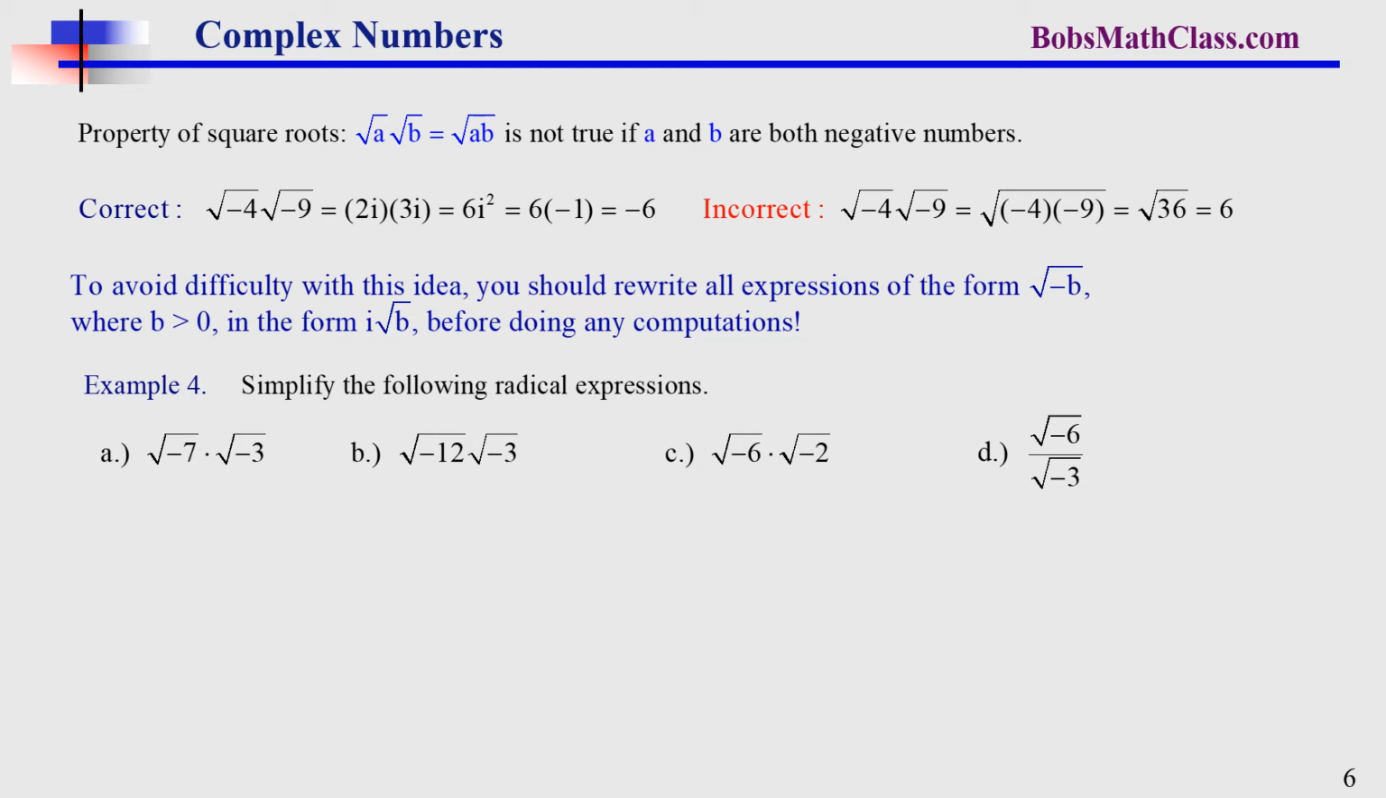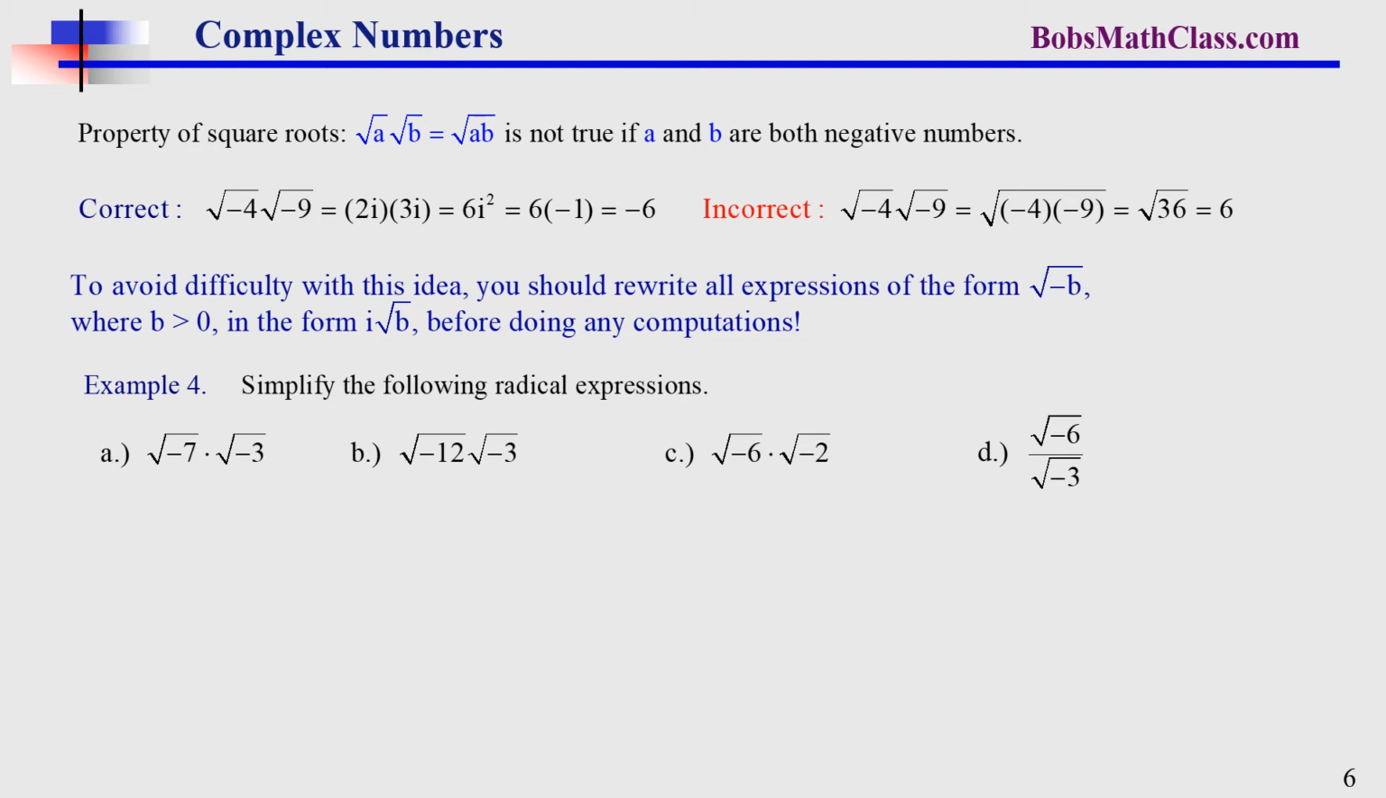So we have to go by this property that says we can only multiply if they're positives inside the radical. If there are negatives inside the radical, then we have to put the i in front, and then we can make the radicand positive. Okay, so that's what this says. To avoid difficulty with this idea, you should rewrite all expressions of the form the square root of negative b, where b is greater than 0, in the form i square root of b before doing any computations. So you always put the i in front first, and then you can make the inside positive.